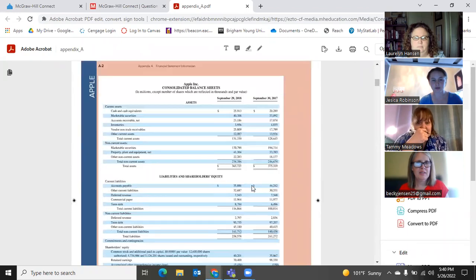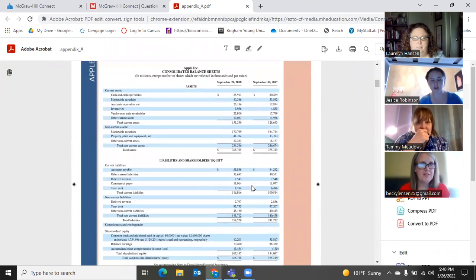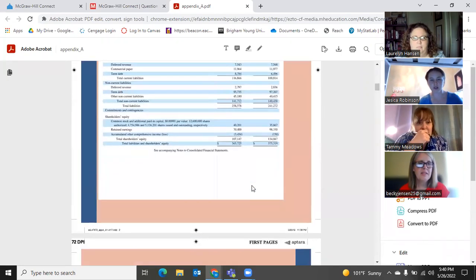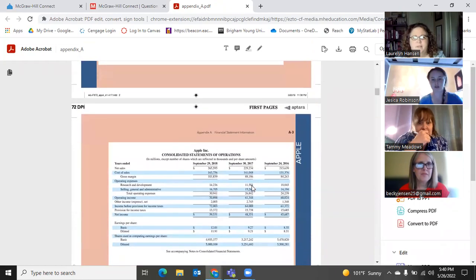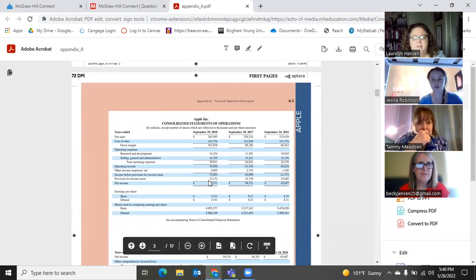So here I am looking at Apple. It's probably pretty small for you guys. It's not big on my screen either, but there we are on the balance sheet. Now scroll down. Becky, you're saying you found the net income right here? That's one of the spots I found it.